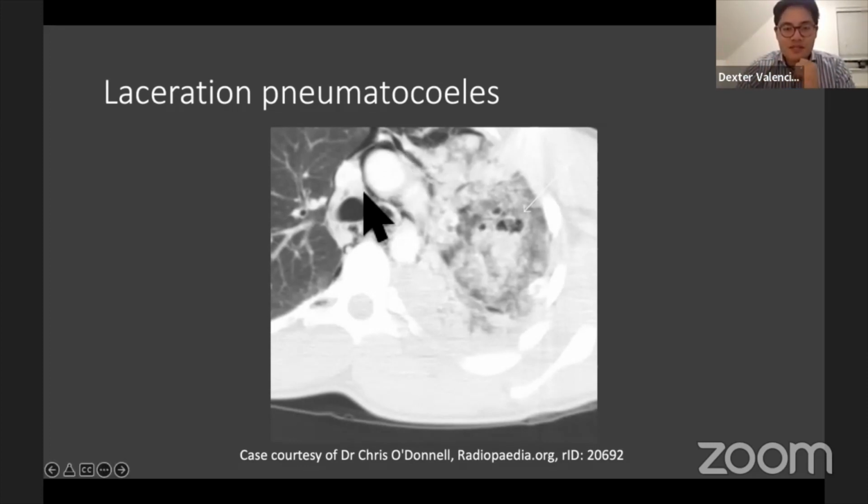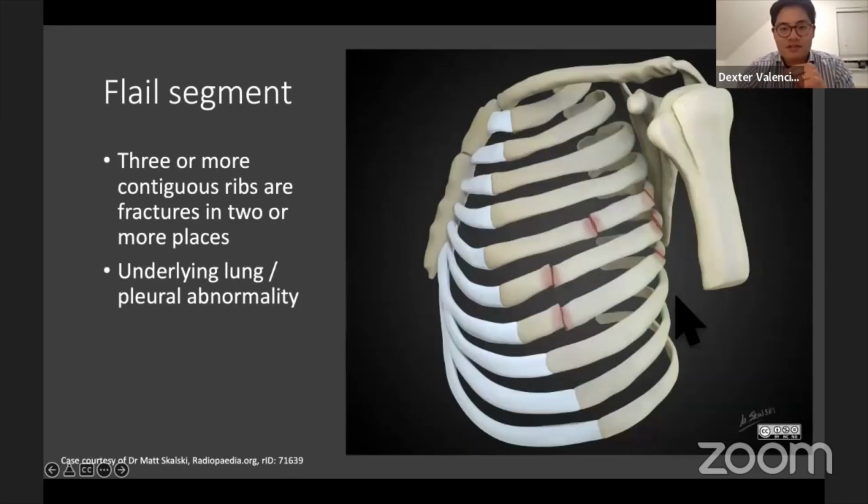Here you can see within the mediastinum there's lots of gas. This is what we call pneumomediastinum. You can see gas going around the aorta, which we didn't see before, gas around the trachea, gas outlining this structure, which is the esophagus. So they've got pneumomediastinum and they've got some lacerations.